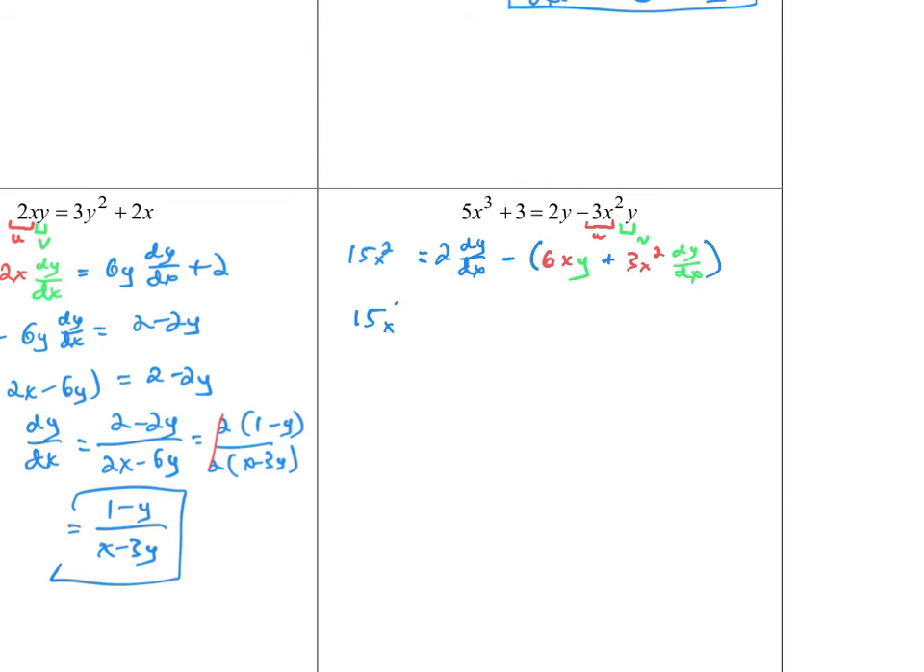So 15x squared, 2 dy over dx. And now, careful, we need to distribute this negative. So we get negative 6xy minus 3x squared dy over dx. All right, well, probably the fastest thing to do here is going to be to pull this negative 6xy over.